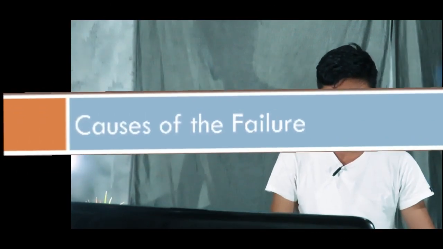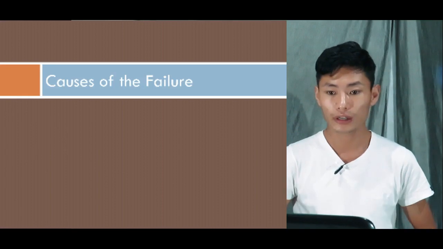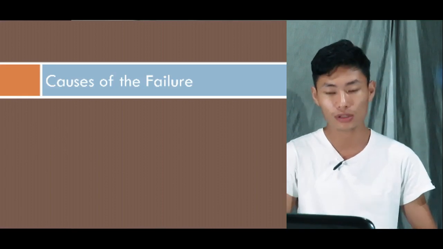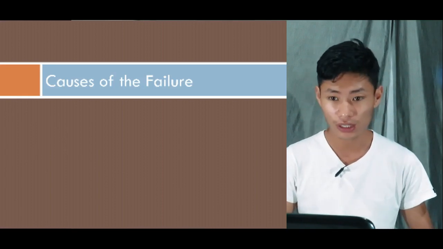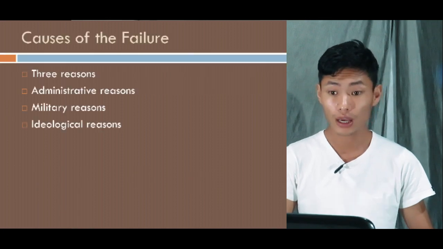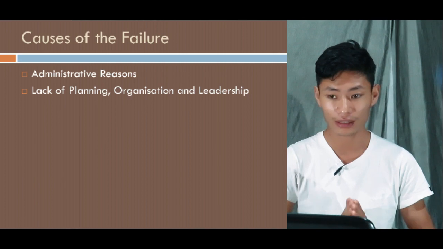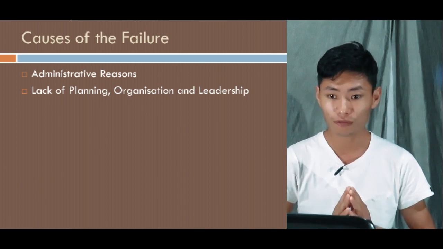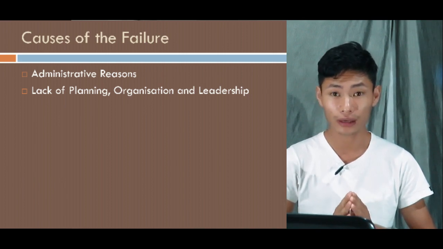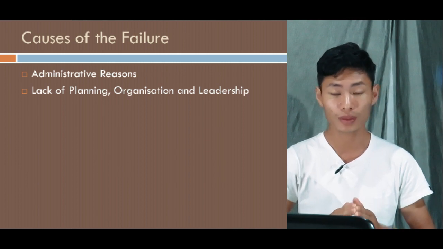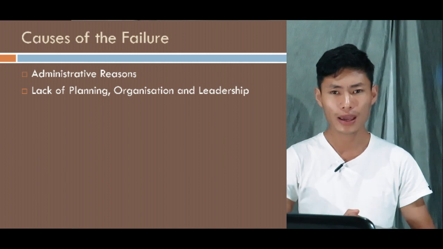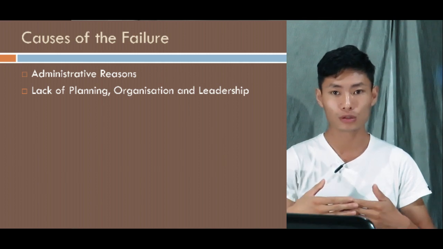Now let's discuss the causes of the failure of the revolt of 1857. Here we have three main reasons. Let's first discuss the administrative reasons. Under administrative reasons, we have lack of planning, organization, and leadership. Any action without proper planning, organization, and leadership is bound to be a failure, and the revolt of 1857 was no exception.